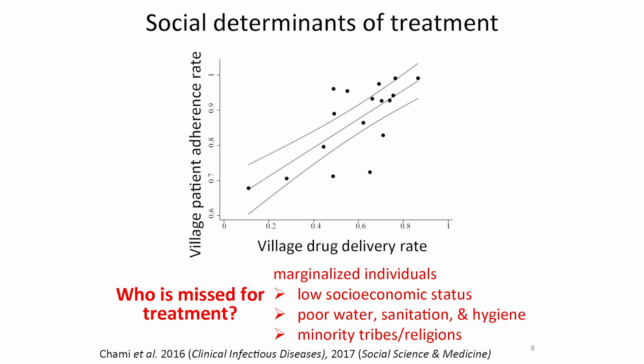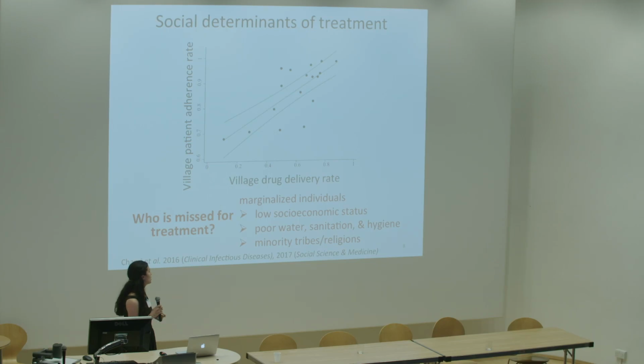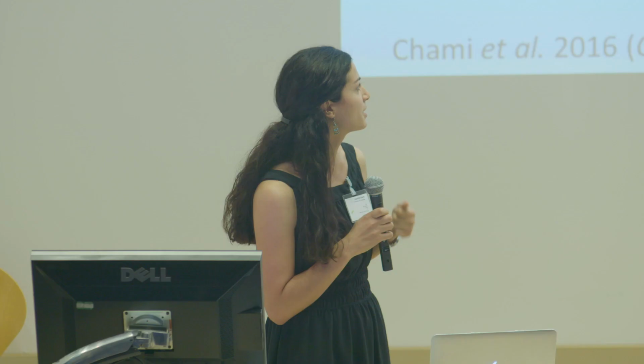But if we look even through our blanket strategies, where by definition it should not be a discriminatory approach, we still find that individuals are marginalized. The people that are the least likely to get treatment are not only the ones that are infected, but they're the ones that have the lowest socioeconomic status, they have poor water, sanitation, and hygiene behaviors, and they belong to minority groups within their village.